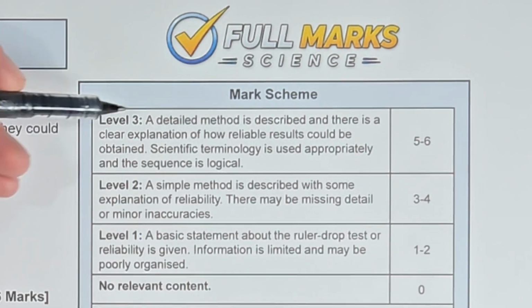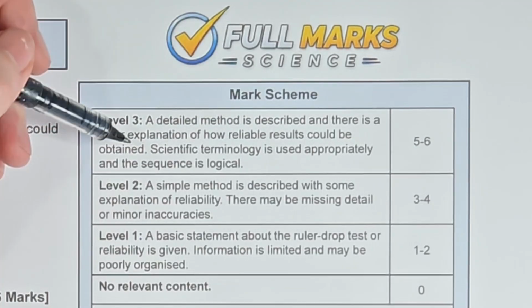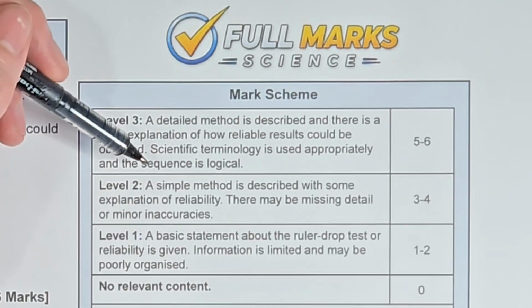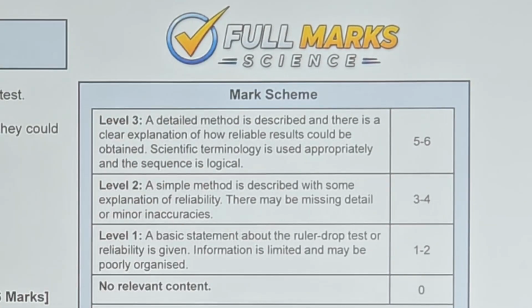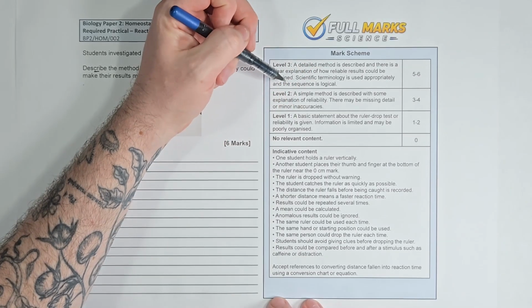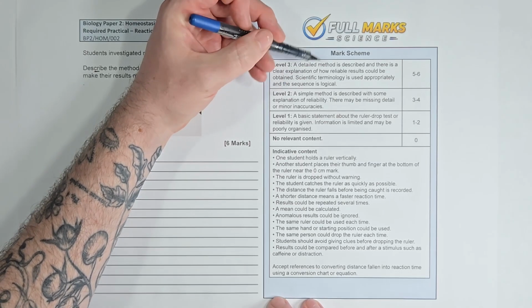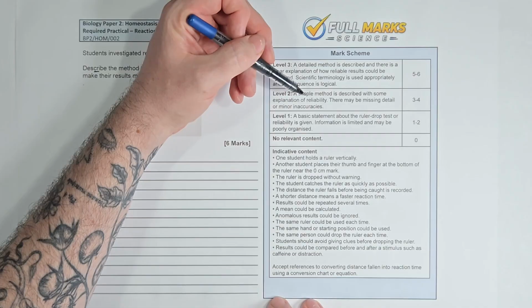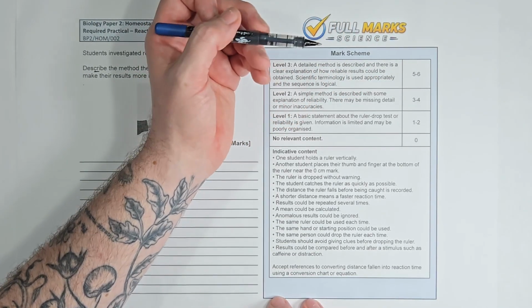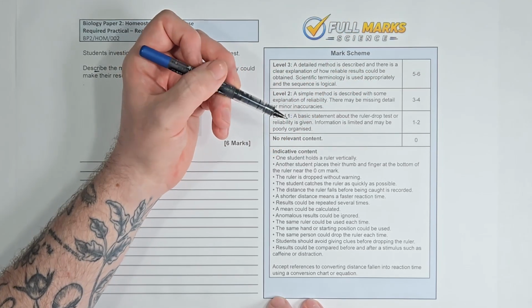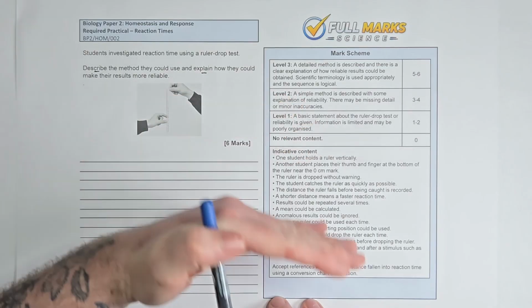And then finally, for the one we're looking for, level 3, you need a detailed method, and it's described, and there's a clear explanation of how reliable results could be obtained. Scientific terminology is used appropriately, and the sequence is logical. So basically, you're getting a completely accurate method, which is what you're aiming for with this 5 and 6 marks. If you get it completely bang on and you hit everything, you get 6 marks. Maybe you miss one thing, 1 or 2, then you're going down into the 5 marks. Because again, it's 5 to 6 or 3 to 4 or 1 to 2. It's like a top end and lower end of this.